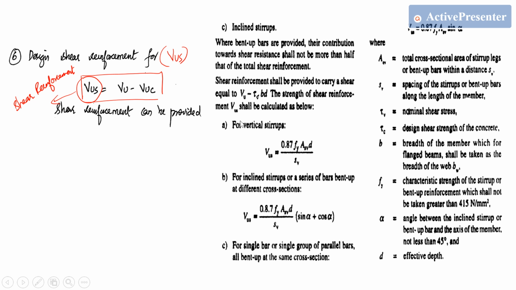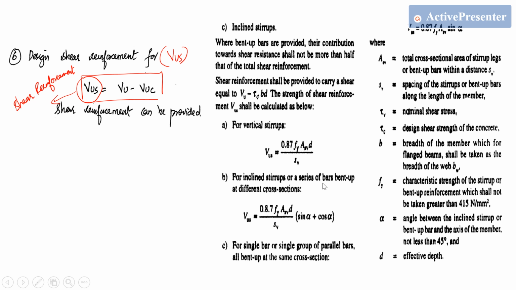And the value for this VUS, you can start from here. I'll discuss what is written here. The shear reinforcement shall be provided to carry a shear force equal to VU minus tau c into BD. That is, tau c into BD is here VUC, the shear force resisted by the concrete and main reinforcement. The strength of the shear reinforcement VUS shall be calculated as below. For vertical stirrups, VUS is equal to 0.87 FY ASV D by SV. For inclined stirrups, it is 0.87 FY A.